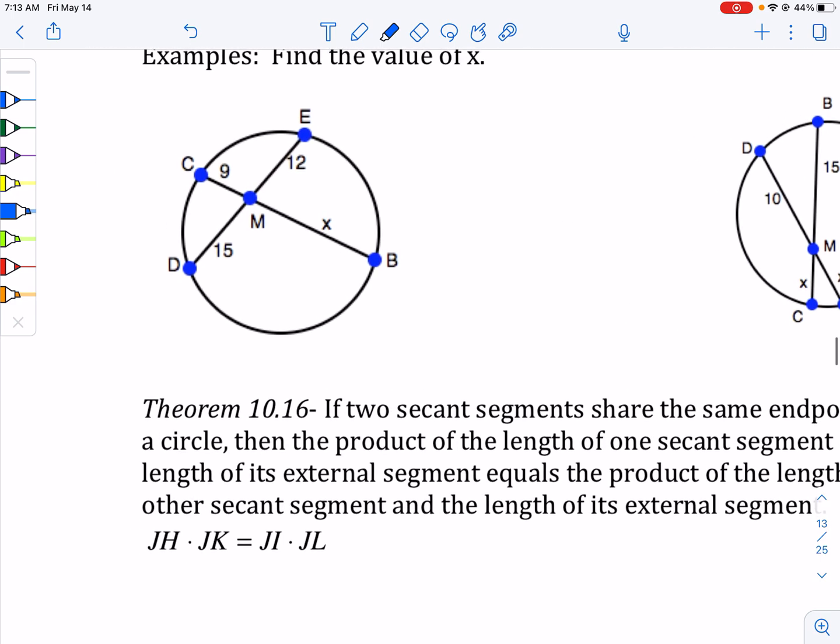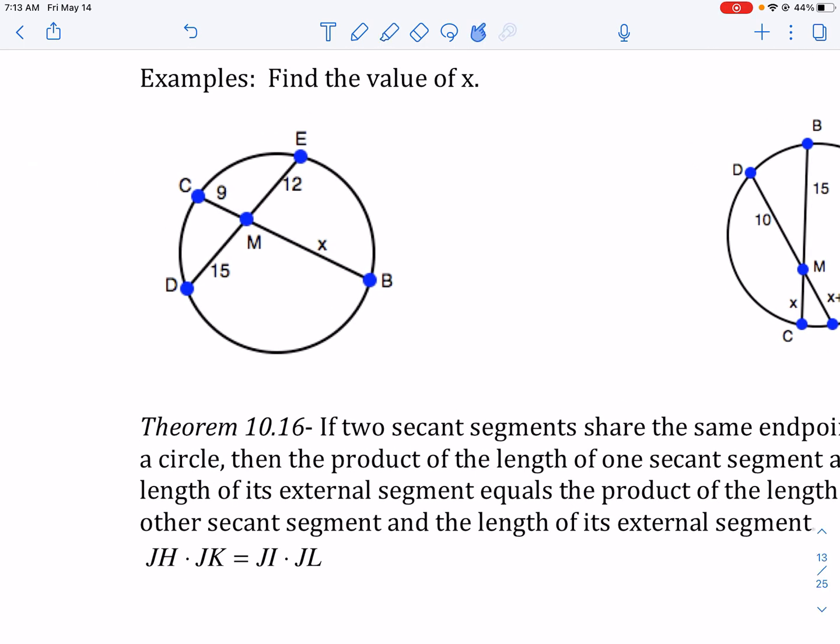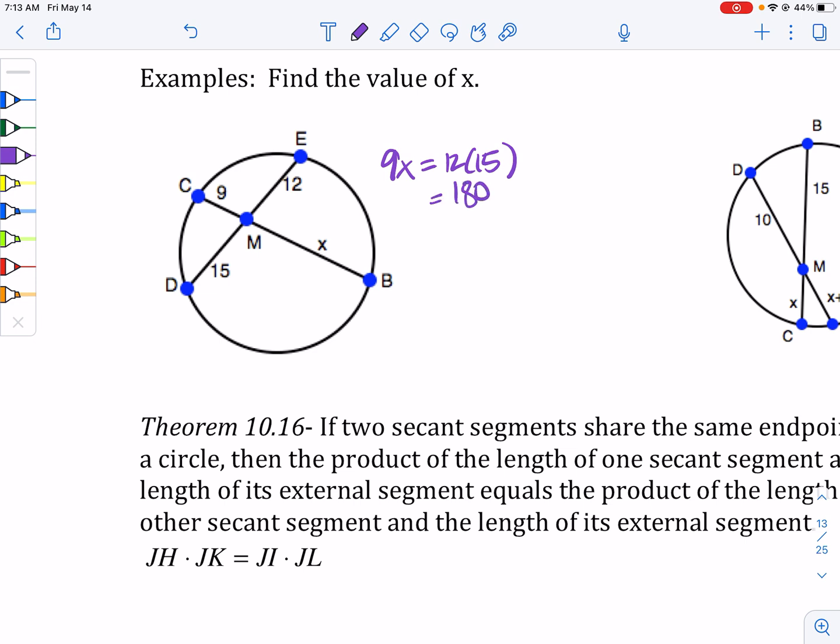So for example, on this one, we would take this part times this part, so 9 times x, which is just 9x, equals this part times this part, which is 12 times 15. So then when we do that, we just need to multiply the 12 times the 15, which gets us to 180. And then we need to undo timesing by 9, so we'll divide by 9. So if we divide by 9, then that gives us x is 20.